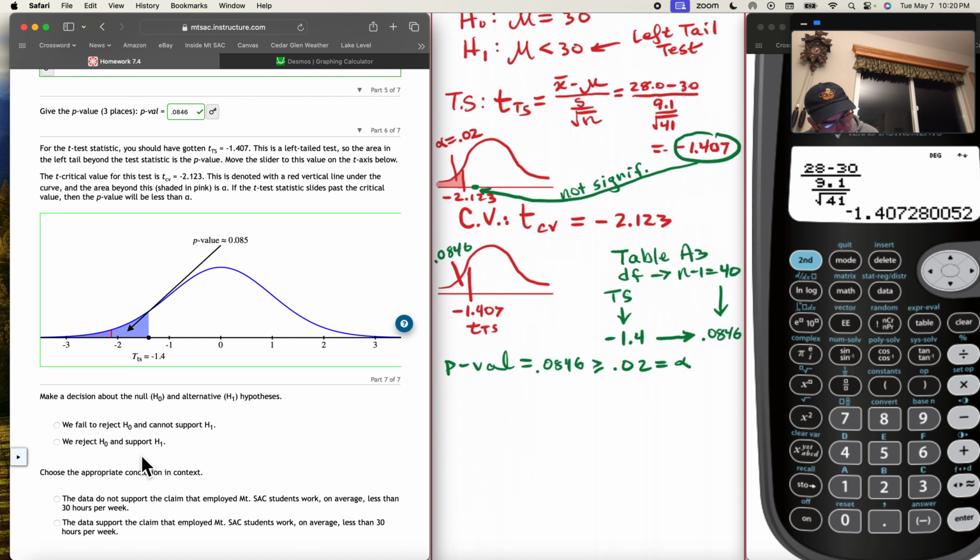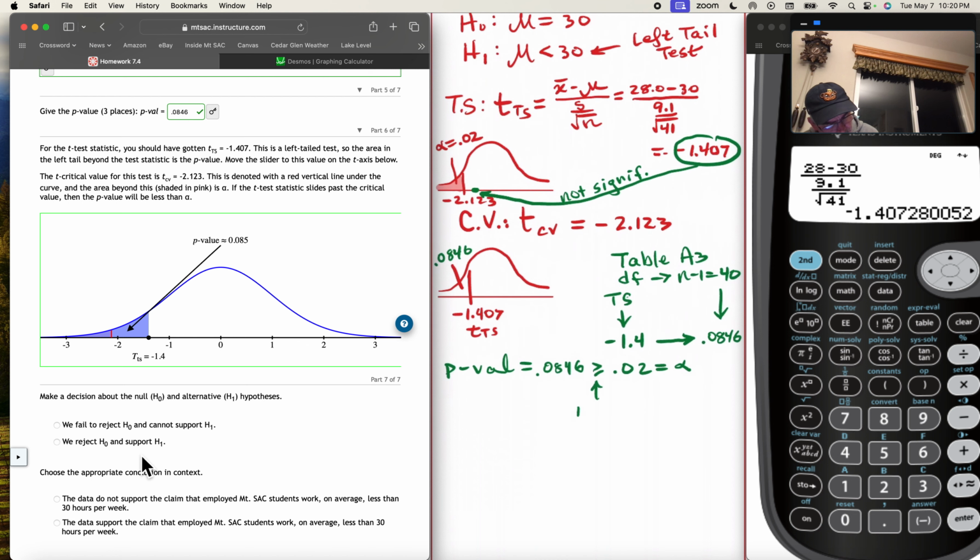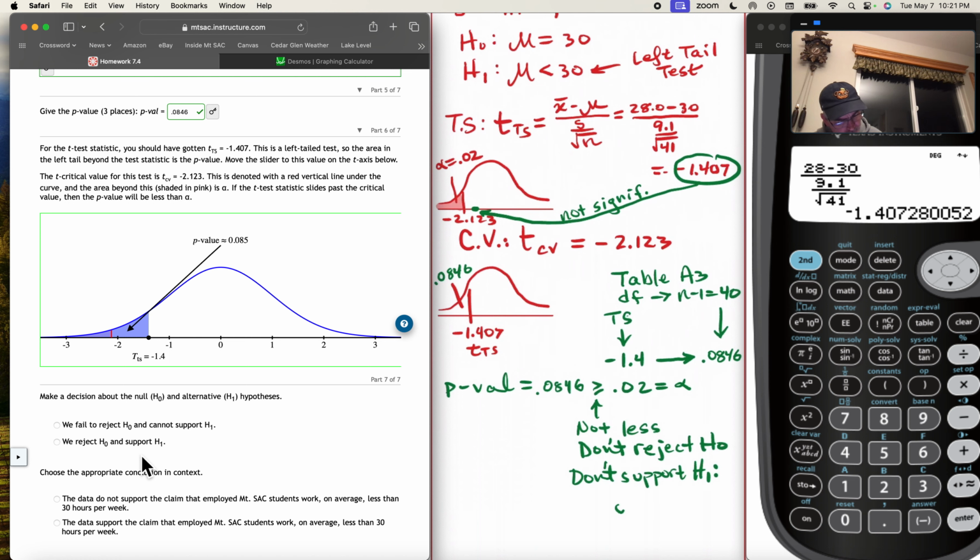So greater means, let's just say it's not less. So don't reject the null hypothesis, and so don't support our H1, which had said that mu is less than 30. We can't support that, so the data are just not that strong.